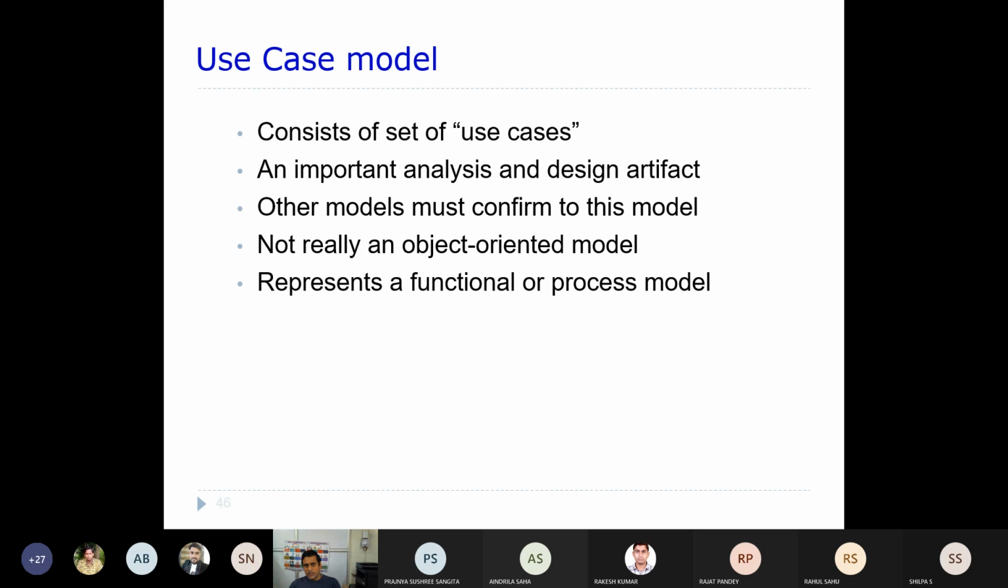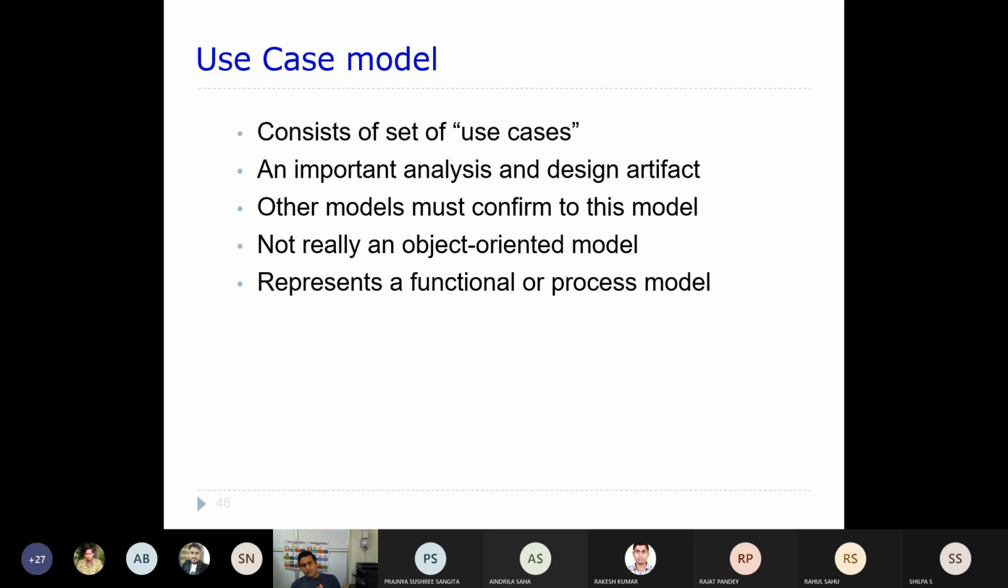Now, as I told you, the use case is the one which represents the user's view. As part of a use case model, it consists of a set of use cases. Usually you will see different use cases, which means in what way a particular user is going to use the system. What are the different ways through which the user is going to use the system? That is exactly what is captured through a use case.